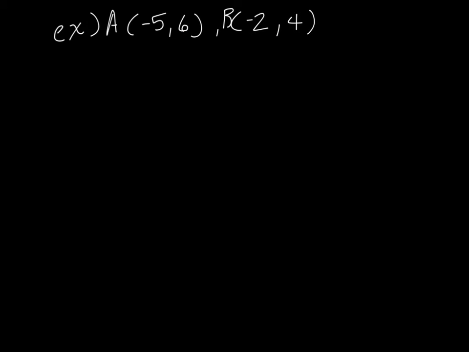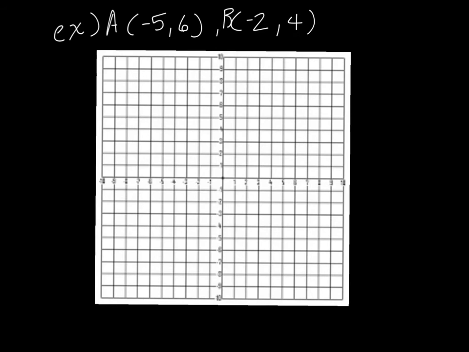All right, for this one, I want to find the distance from point A, which is at (-5, 6), to point B, which is at (-2, 4). So this is how I'm going to do it. I'm going to plot it. All right, so (-5, 6) is right there. That's A. And (-2, 4) is right there at B. And I want to find the distance. So I'm going to create a right triangle.